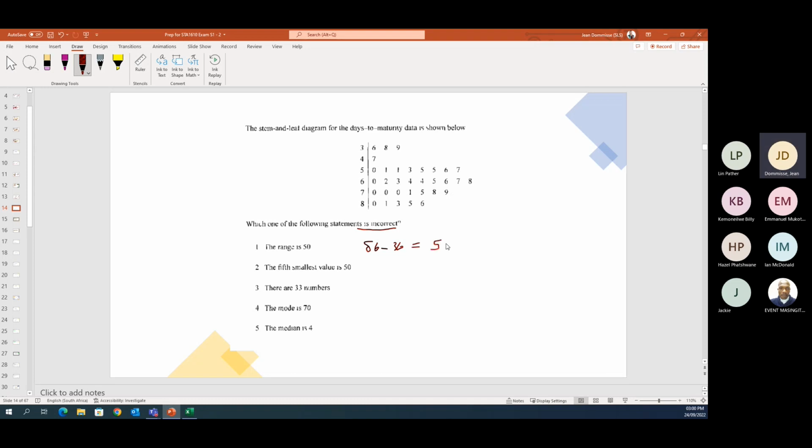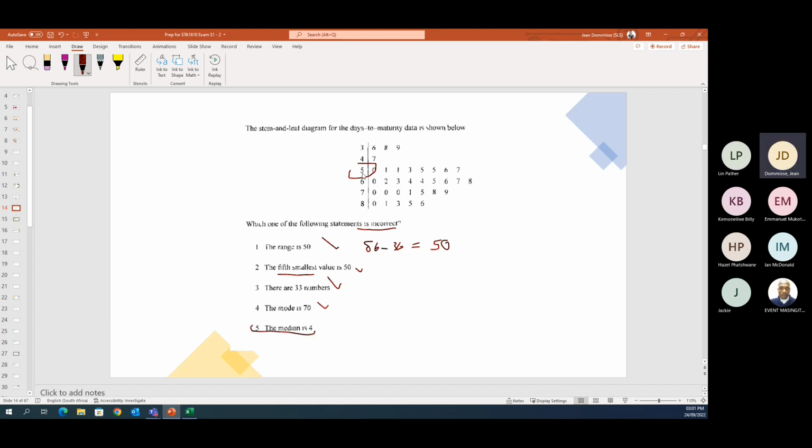So this again is what will probably happen in your exams with the different types of questions or different papers that everybody is writing. So now they actually ask for the fifth smallest. And the fifth smallest is 50. So that one is also correct. There are 53 numbers. So again, if we count it, that will also be correct. The mode is 70. Again, it's the same data set as the previous one. So that is correct. The median is 4.